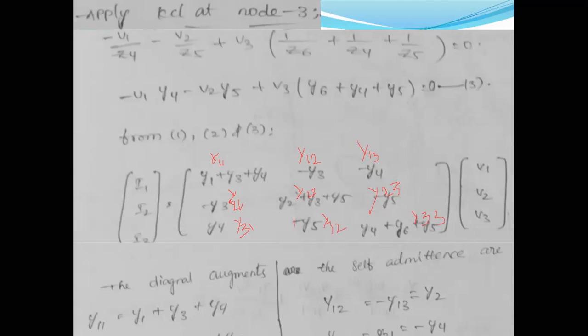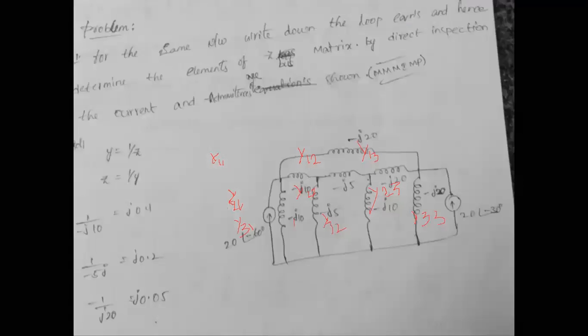Coming to the problem for this direct inspection method, this is the given problem, related to the direct inspection method, and then form the Y bus matrix. For the same network, write down the loop equation and hence determine the elements of a Z bus matrix by the direct inspection method. This is the loop.